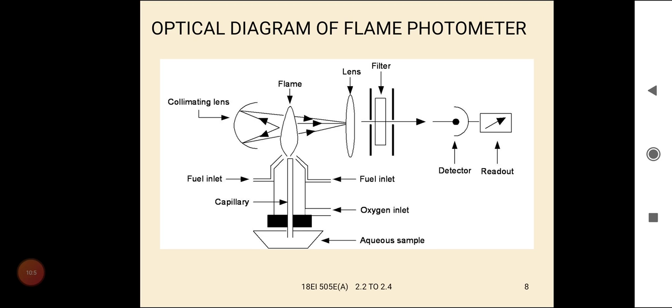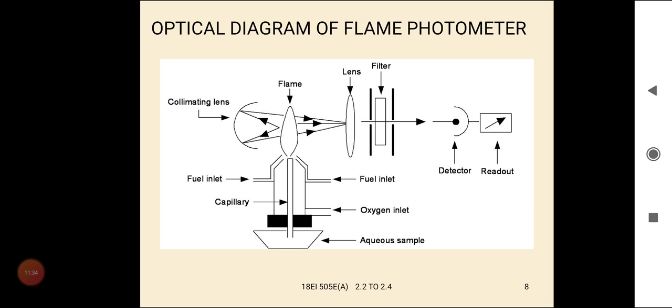This electromagnetic radiation is passing on to the monochromator through the lenses, inlet slits and filters. The required wavelength region can be selected by using filters. A particular wavelength can be selected by the monochromator. That is a prism monochromator.